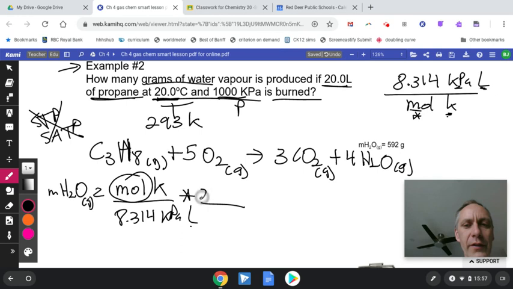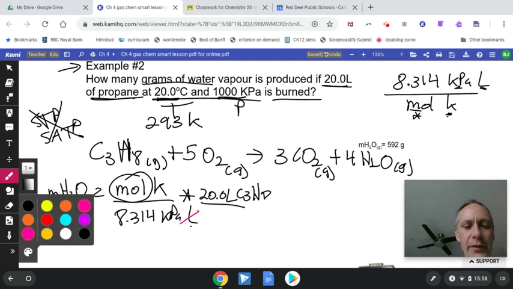Liters. 20 liters of propane. Okay. Liters cancels out. Kelvin needs to go on the bottom. 293 Kelvin. Okay. Kelvins cancel out. Kilopascals on the bottom. I need it on the top. And it is 1000 kPa.